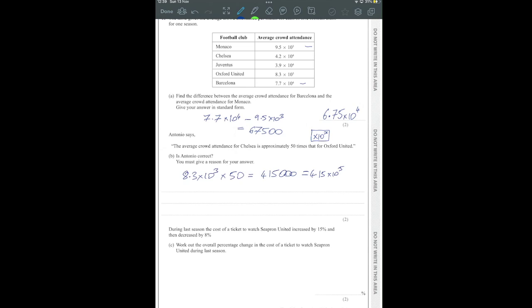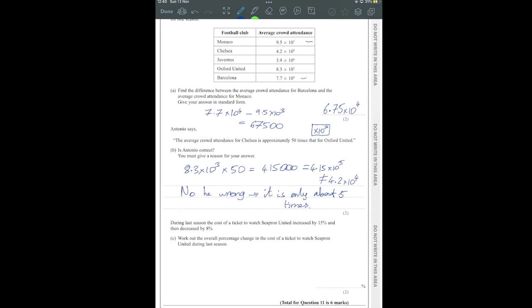And if I compare that to Chelsea's, that's actually nowhere near Chelsea's, which is only times 10 to the 4. So is Antonio correct? No, he is wrong. And we can even justify further. It is only about 5 times. He was out by an order of magnitude.